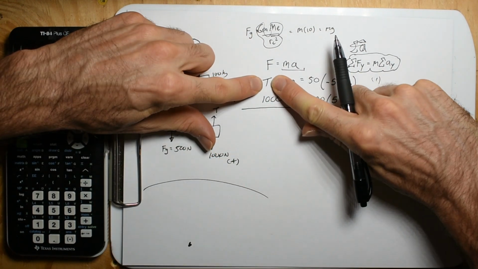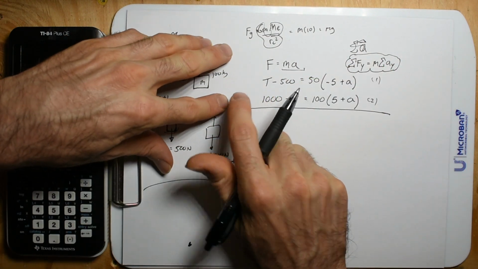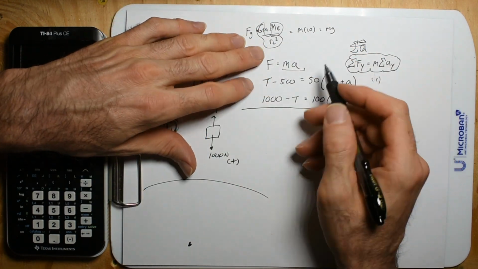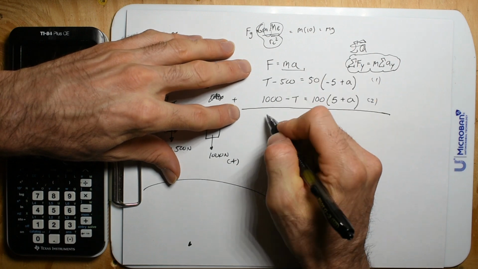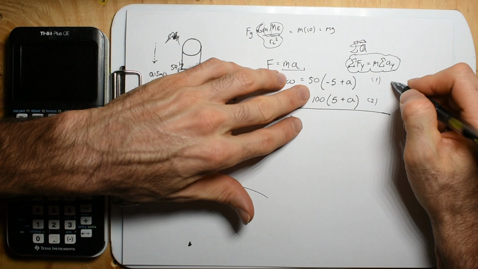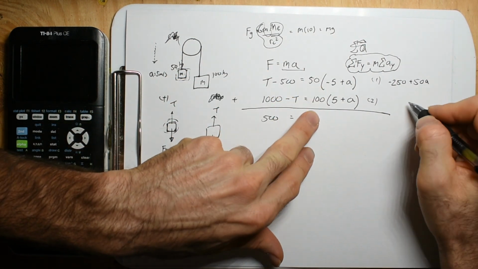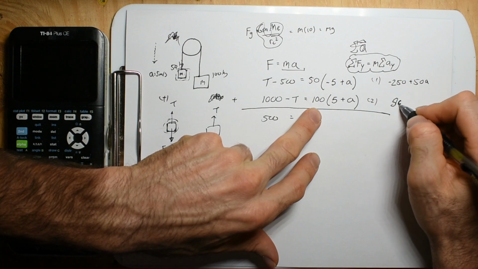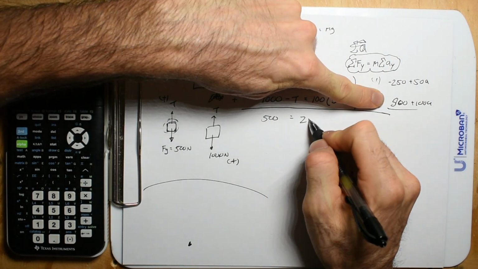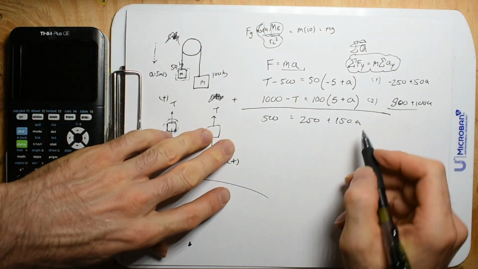Because we have a T here, but then we have a negative T here. So cool. We can just add these equations together. So T plus negative T is 0. Cool. And then negative 500 plus 1,000 is 500. And now we're going to add these parts of the equations. This is negative 250 plus 50a. And this is 500 plus 100a. So let's add these up. So it looks like we got 250 plus 150a. And look how simple that was.